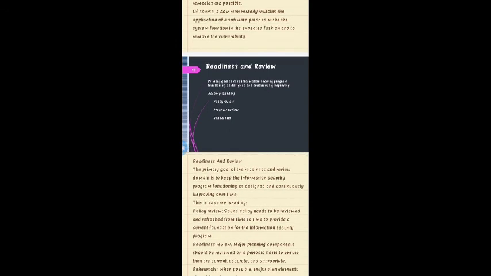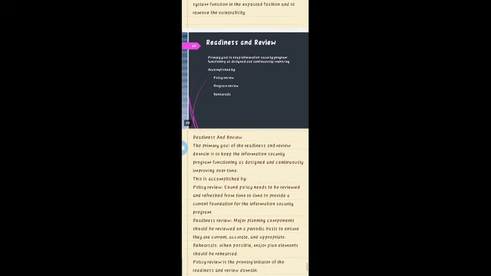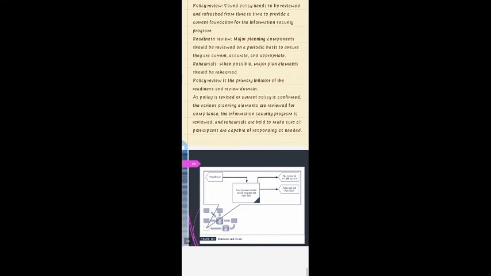Readiness and review. The primary goal is to keep the information security program functioning and continuously improving through policy review, program review, and rehearsal. Policy review keeps the security maintenance program ready. There is also a plan review for the IRP, DRP, and BCP. Rehearsal includes rehearsals and war games.